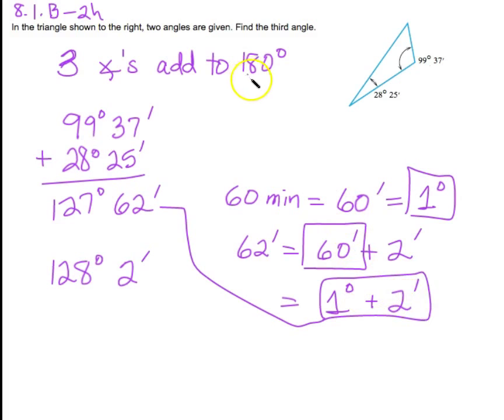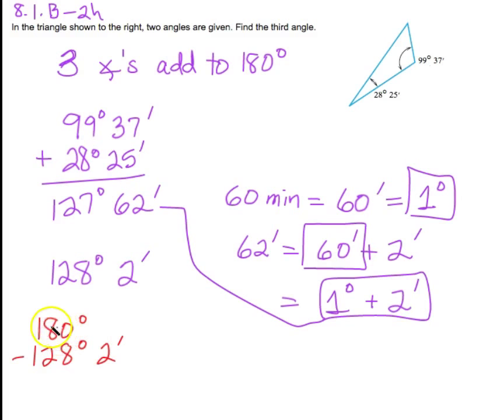Okay, now when we look at the 180, remember what our goal is next: we're going to take 180 degrees and subtract this answer that we just got. And it's a little bit like decimal points. If we had 180 minus 128.2, we would add a decimal point and some zeros to the right. You can do that.